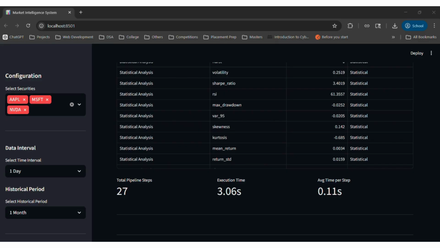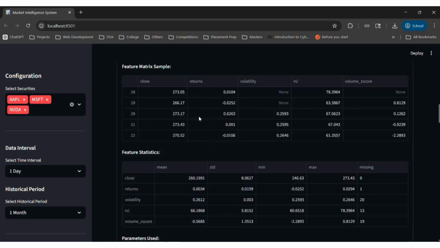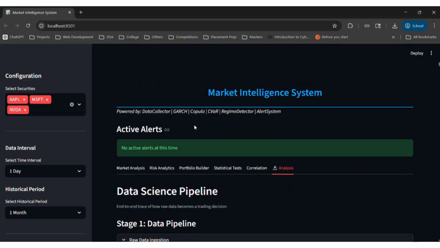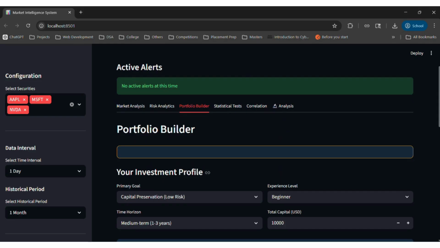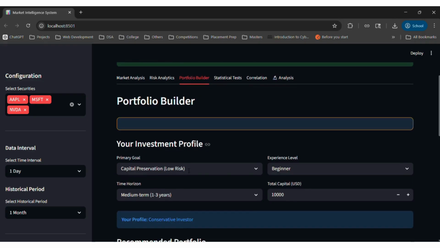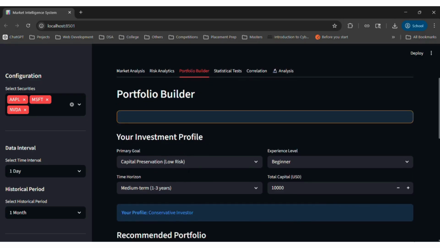Now that we've analyzed the market and generated signals, the next step is translating these insights into practical investment decisions. This is where our portfolio builder module comes in. Here, the system allows the user to define their investment portfolio based on three key dimensions.